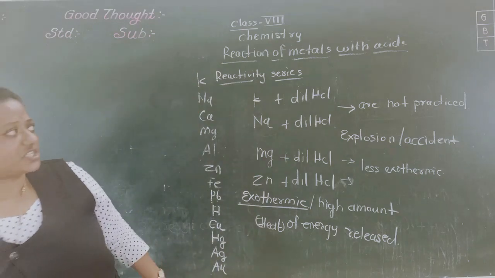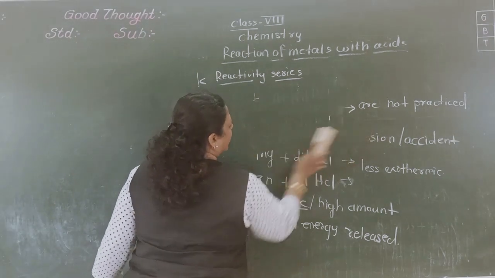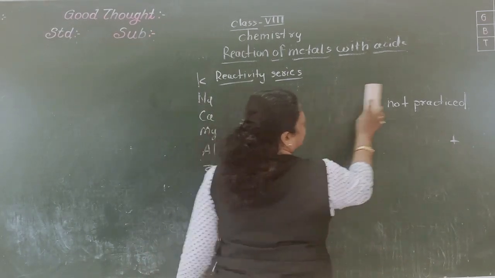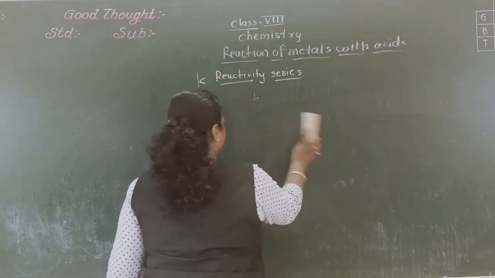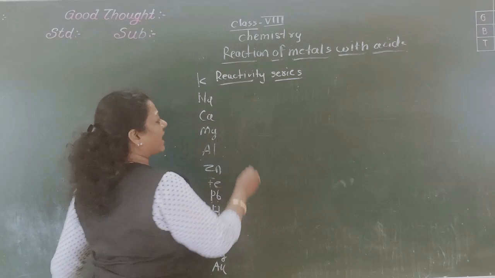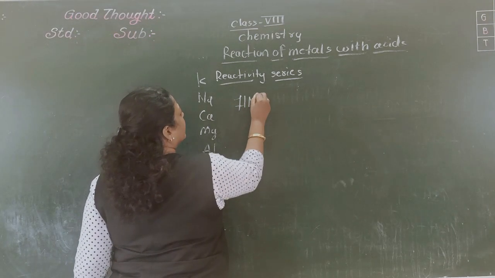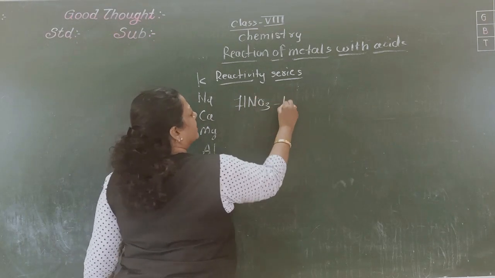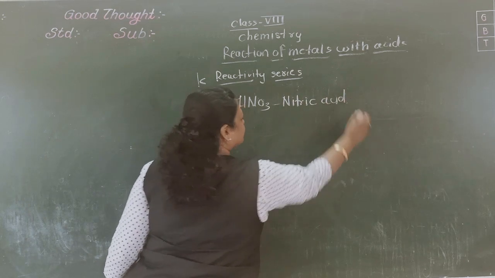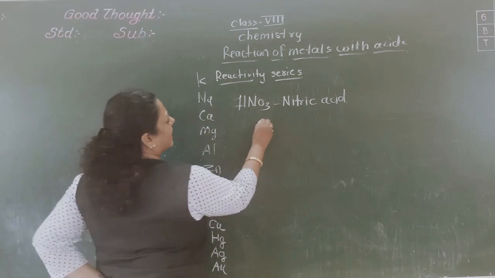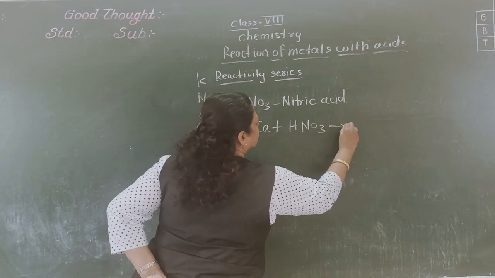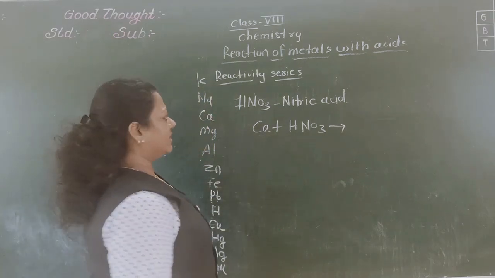Now, one more question might have arisen in your mind: why have I not chosen HNO3 here? HNO3 is also a mineral acid. It is nitric acid. HNO3 means nitric acid. Now, if we take calcium and HNO3, then what happens, students?